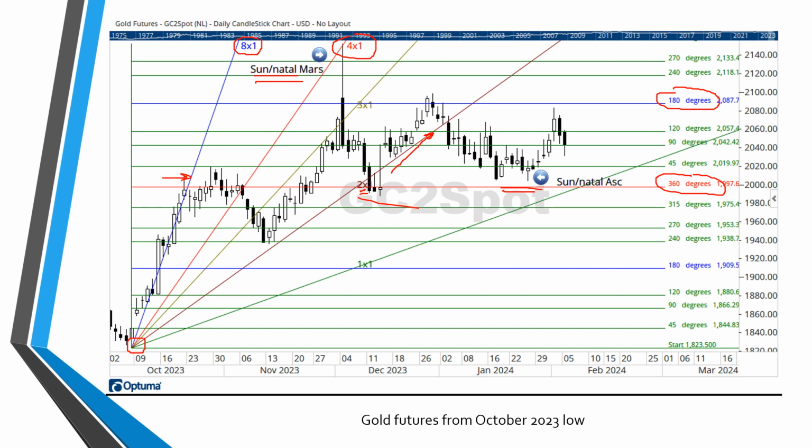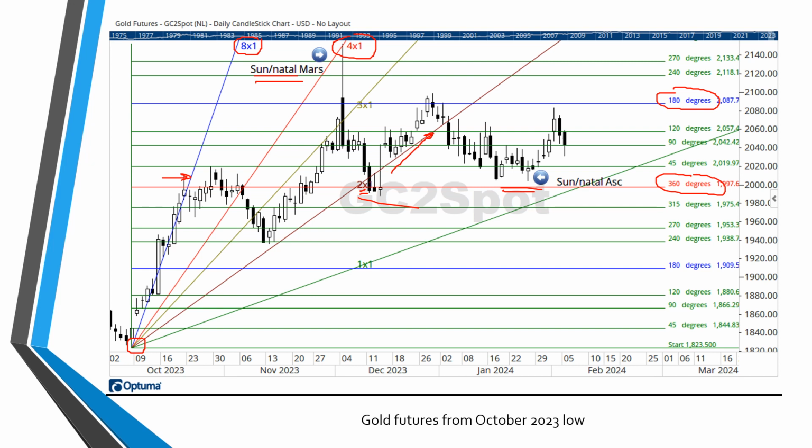So seasonally, we're into a pretty lackluster part of the calendar year for gold. I wouldn't be surprised to see it kind of drift along here. The next period of seasonal strength is going to occur later this summer. There's an astrological reason for that.